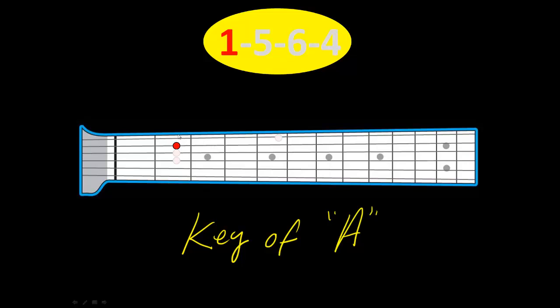1, down to that B string, 5, now it's here down to this G string, 6 down to there, 4 there, and back to 1.